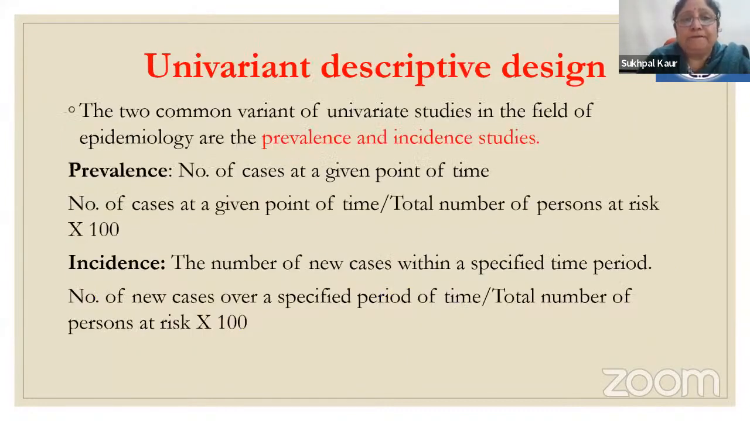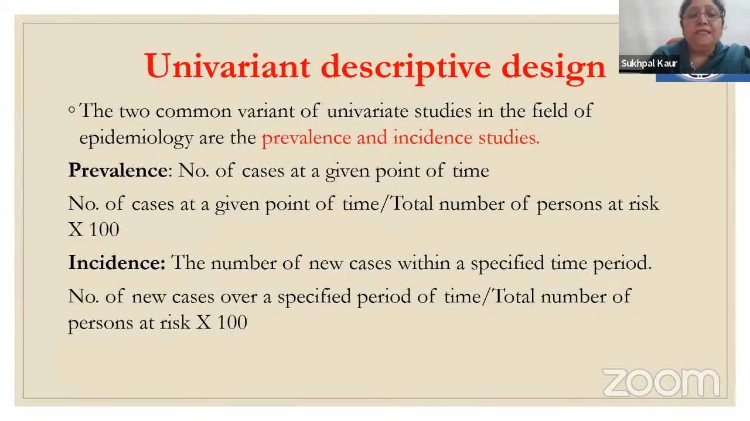But usually the two common variants of the univariate studies in the field of epidemiology are the prevalence and the incidence studies. These are two types of studies usually we study in the field of epidemiology. Now, what is the prevalence study? What is the incidence? Prevalence, we all know, is the number of cases at a given point of time. And the formula to calculate the prevalence is number of cases at a given point of time divided by total number of persons at risk multiplied by 100.